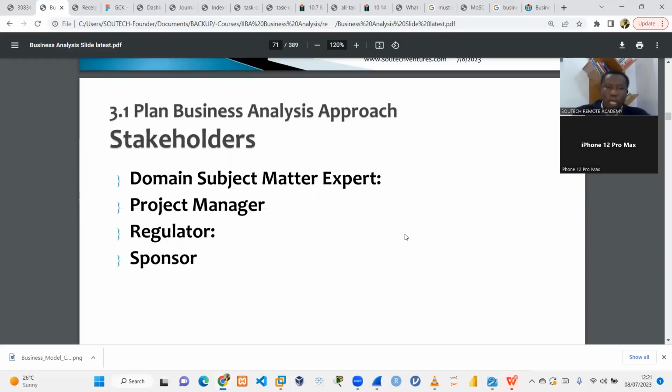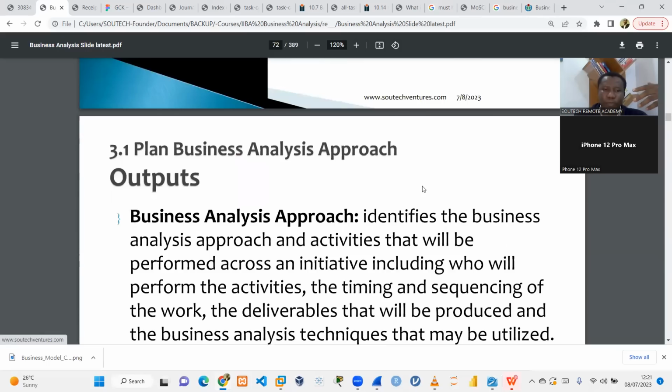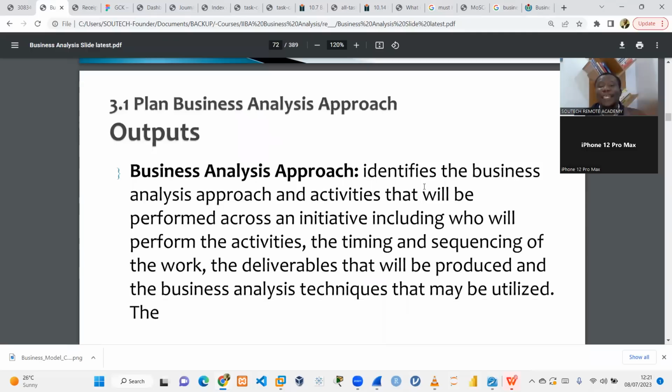So who are the stakeholders? We have domain subject experts, we have the project manager, we have the regulator, we have sponsors. What are we going to have at the end of the day? When we plan our approach, what do we have at the end of the day? We have a document that tells how we are going to do this.